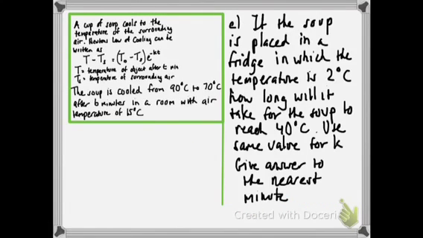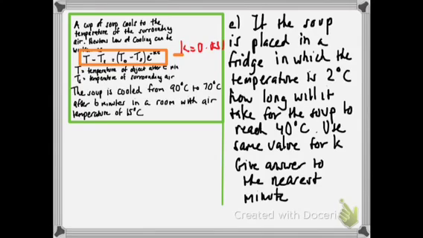Next question. If the soup is placed in a fridge in which the temperature is 2 degrees Celsius, how long will it take for the soup to reach 40 degrees? Use the same value for k. Give your answer to the nearest minute. So a few of our values change here now. Our final temperature T, so we're going to refer back to this original equation. But we do know that k is the same as before. So k will still be 0.051. That won't change. So we'll use the original equation.